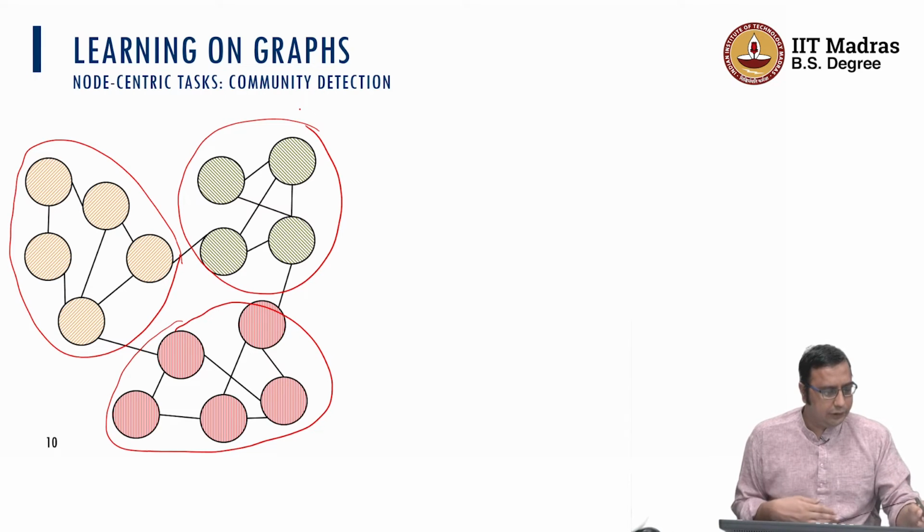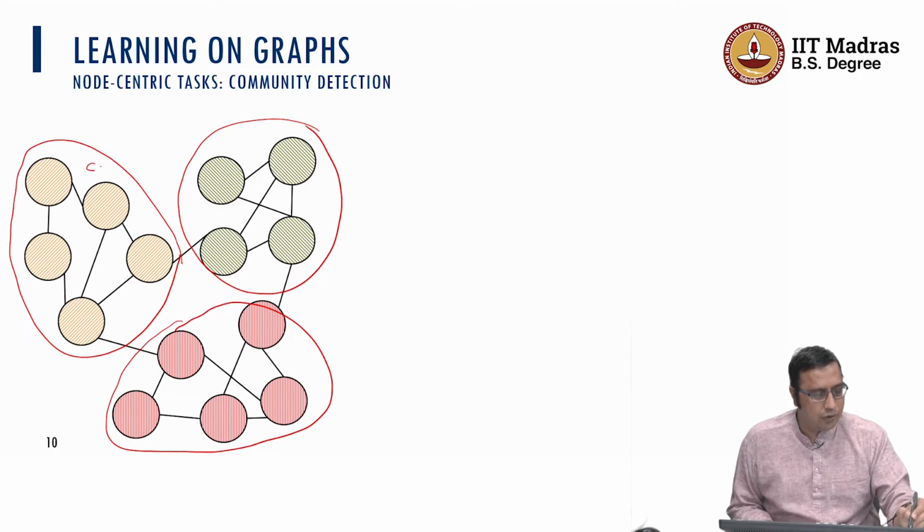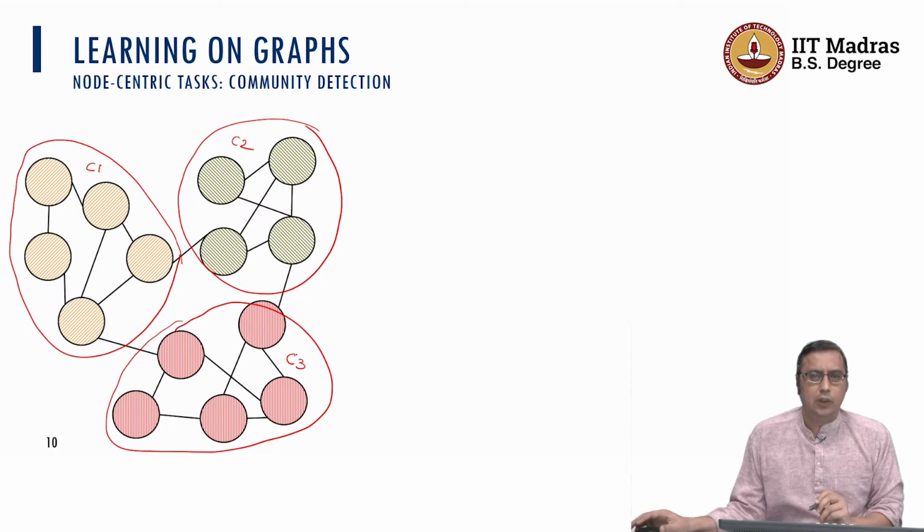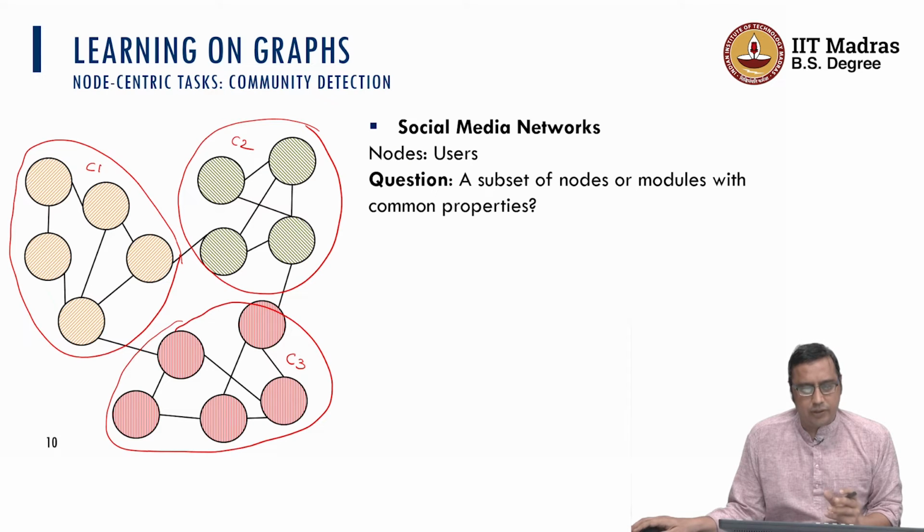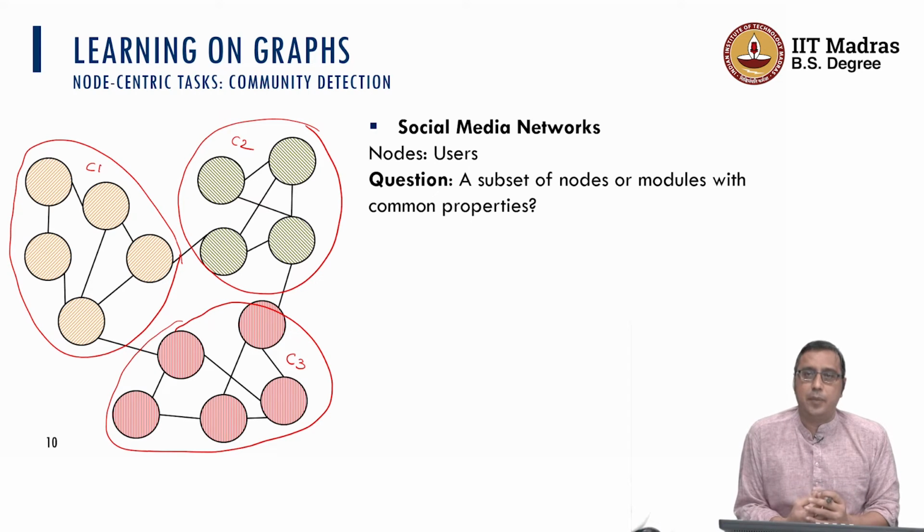Correct? So this is a set of nodes together, set of nodes together, set of nodes together. Now, community detection is one of the important questions in social media networks as well as biological networks. In social media networks, again, nodes are users, and the question we are asking is a subset of nodes or modules with a common property. Here, by looking at them, I have decided that there are three communities.